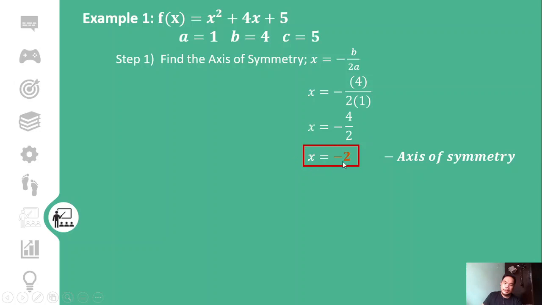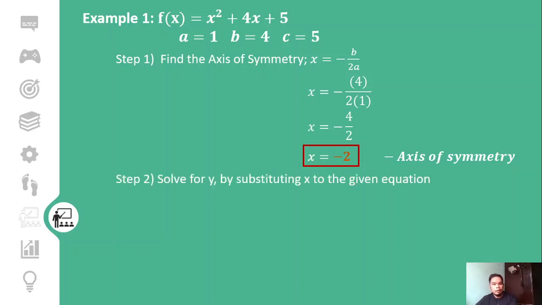So dito dadaan ang ating axis of symmetry. By the way, class, when we say axis, it is a line. Okay, line yun. So, ito. Okay, now nakuha na natin yung axis of symmetry. Now, step 2, solve for y by substituting x to the given equation or function.